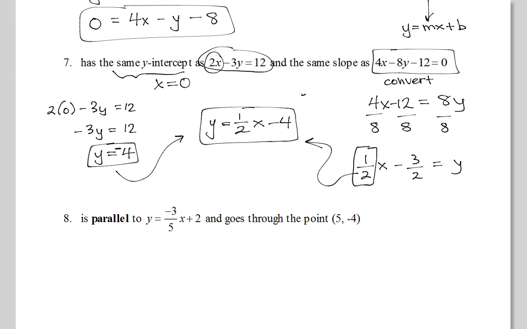Okay, convert to general. What do we got to times everything by? Times by 2. So we got 2y is 1x minus 8. Bring the 2y to the other side, keeping x positive.